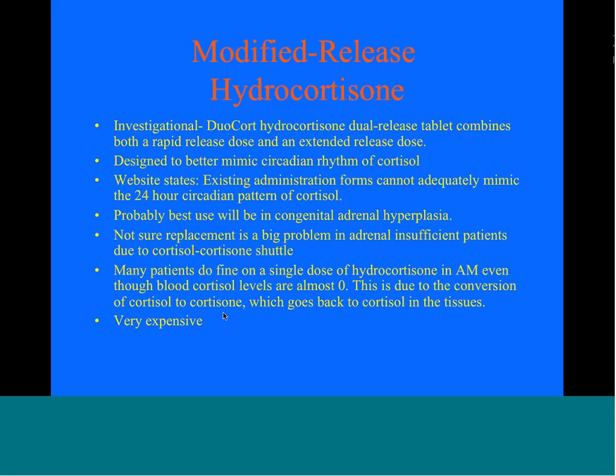There's something called the cortisol-cortisone shuttle, which means if you have adrenal insufficiency and you measure cortisol in the afternoon, it could be quite low, but the patient doesn't have that much adrenal insufficiency. It's probably because the cortisol goes to cortisone, which is like a storage form of cortisol, and then goes back to cortisol when it goes into the blood. Most patients do fine on a single dose of cortisol or a couple of doses, even though blood cortisol levels are 0, and this is because they get the conversion to cortisone, which is then a storage form.